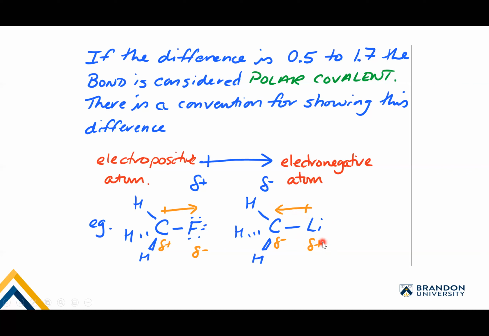So the chemistry of methyl lithium versus fluoromethane over here is completely different, because in one instance with the methyl lithium here, carbon's got the partial negative charge, is electron rich. And in the other instance, carbon's got the partial positive charge, which is electron poor.